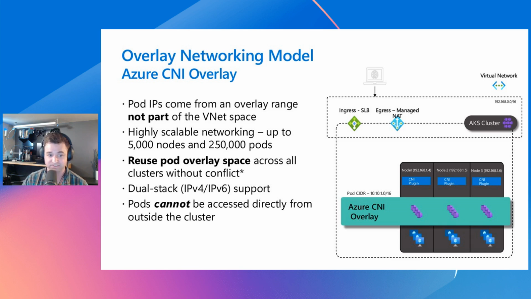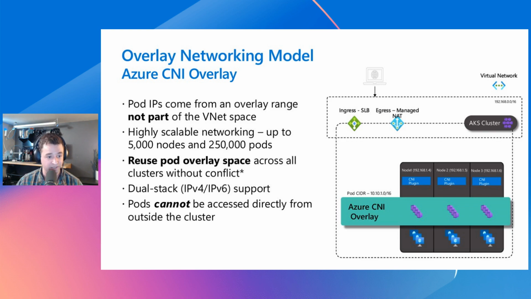This is our most scalable option, and it gets up to 5,000 nodes and up to 250,000 pods. With Azure CNI Overlay, you can reuse that same pod space, which is a private space, across all of your clusters without conflict. Now, there's a little asterisk there in case you're doing things like VNet peering or ExpressRoute. That direct connection could cause conflicts with the private IP space if you're using it. As you can see here, your pod CIDR is coming from 10.10.1, where your nodes have a 192.168. Both of these are private spaces. We're just using this as an example, but this is completely separate.